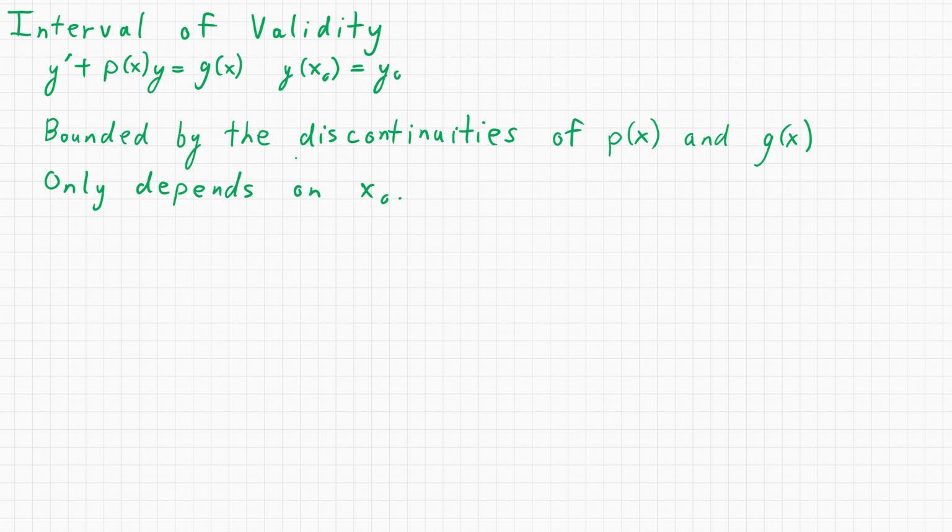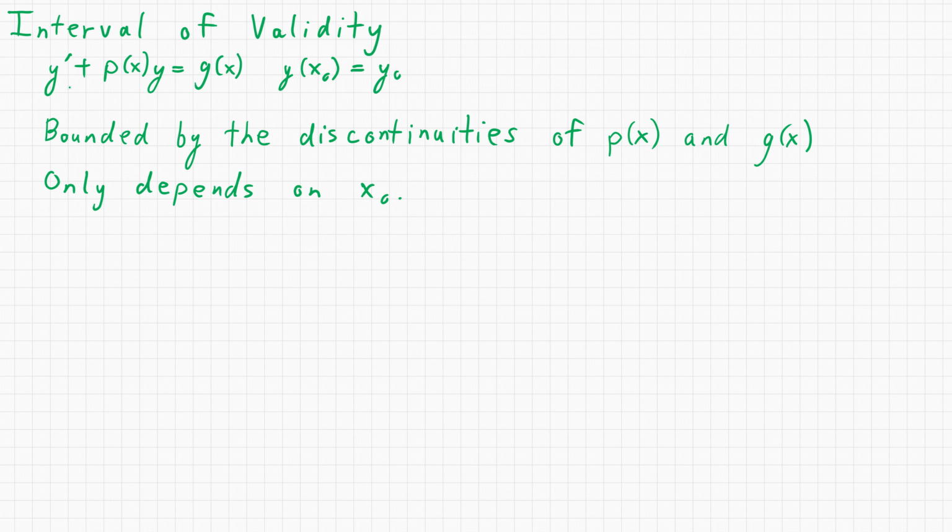solve the differential equation. It is a tiny bit easier for the linear equations, so things like y prime plus p of x times y equals g of x, with initial condition y of x naught equals y naught. In that case, the interval of validity is bounded by the discontinuities of p of x and g of x, these functions right here. If there are no discontinuities, then it can range from negative infinity up to positive infinity for x.